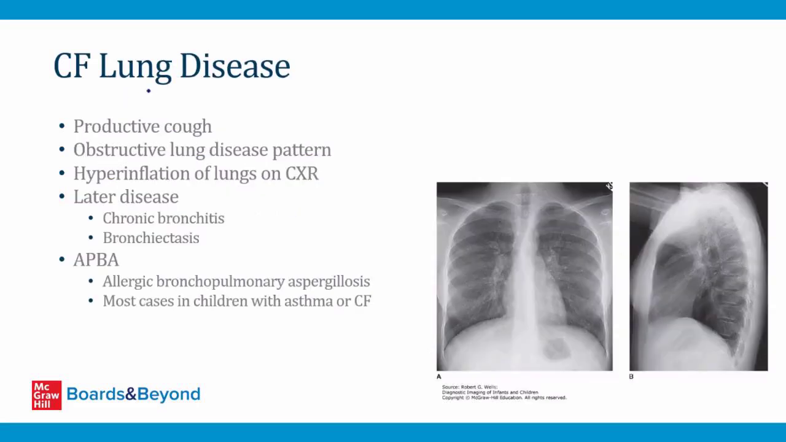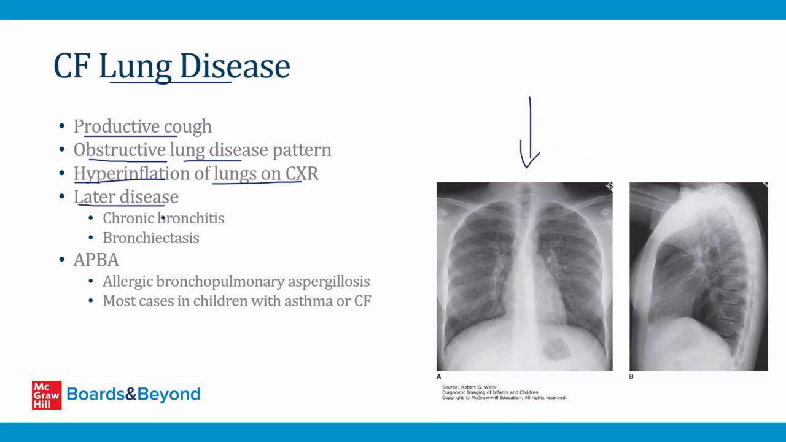So for children who are diagnosed with cystic fibrosis because of lung disease, what kind of symptoms do they present with? Well, first of all, they typically have a productive cough. This is because they have thick, sticky mucus that's difficult to clear from the lungs. If you do spirometry testing, they typically have an obstructive lung disease pattern. And once again, that's from obstruction of the airways with thick, sticky mucus. This can lead to hyperinflation of the lungs on chest X-ray, a classic feature of many forms of obstructive lung disease, and that's what's shown in this X-ray right here.